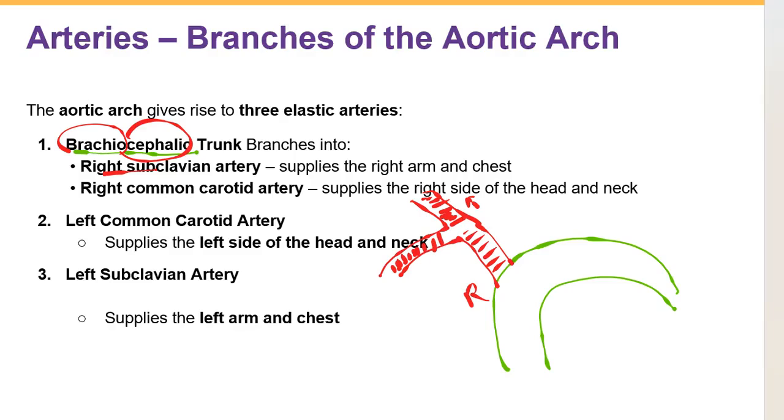And then the second branch of the aortic arch is called the left common carotid artery. So this one is the left common carotid artery, and it goes to the left side of the head and neck. And the last one is called the left subclavian artery, which goes to the left arm and chest. So these are the three branches of the aortic arch. First, brachiocephalic trunk. Second, left common carotid artery. And third, left subclavian artery.